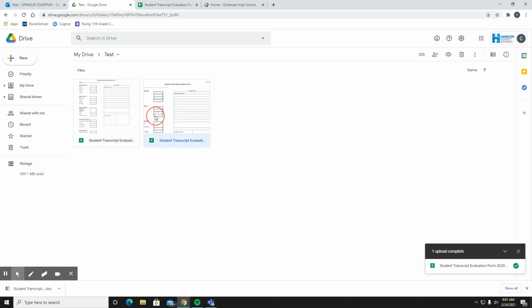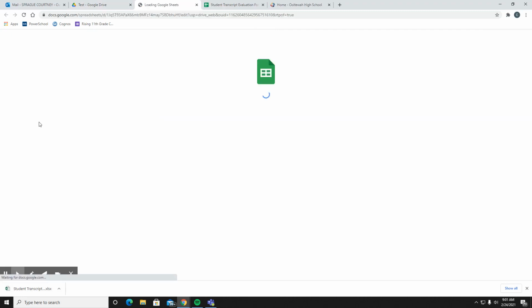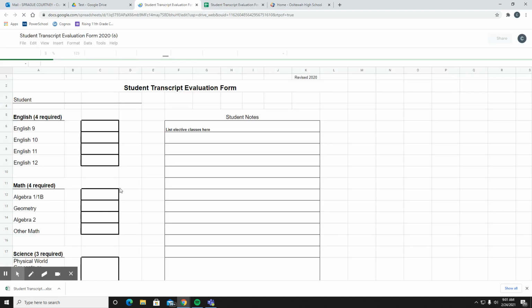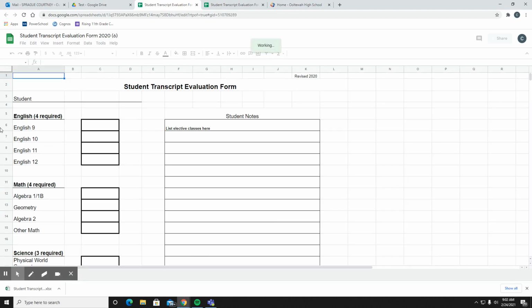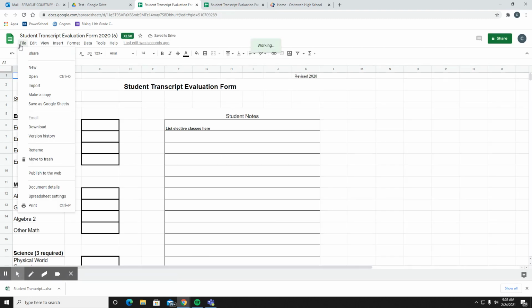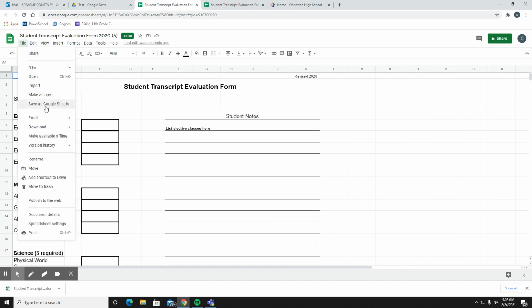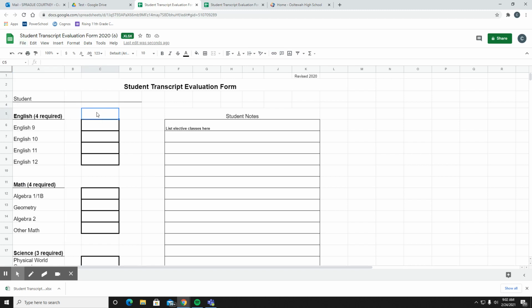So again, if you're on a Chromebook, it's probably going to pull up something like this. And what you're going to do at that point, when it pulls up, is say File, and there will be just a few options, and you'll say Save as Google Sheets, and that will save to your drive. You'll know that you did it correctly if it lets you type, and it'll save into your Google Drive so that you can access it whenever you want.